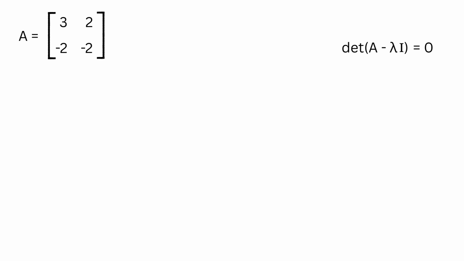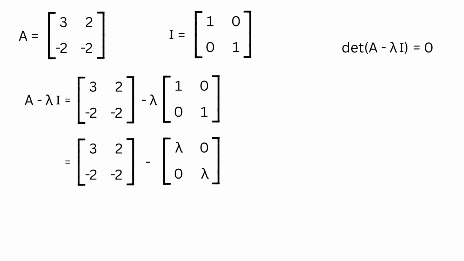Now let's calculate the eigenvalues of the following matrix. We can see that this matrix has 2 rows and 2 columns. Therefore, the identity matrix must also be a 2 by 2 matrix. Next, we calculate A minus lambda I. To obtain lambda I, we multiply every element of the identity matrix by lambda. Then we subtract each element of lambda I from the corresponding element of A.